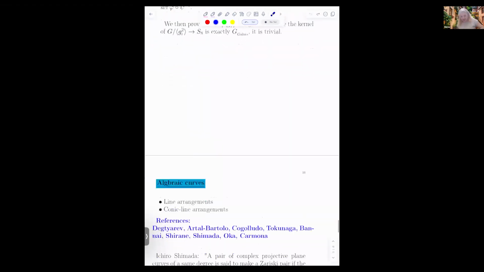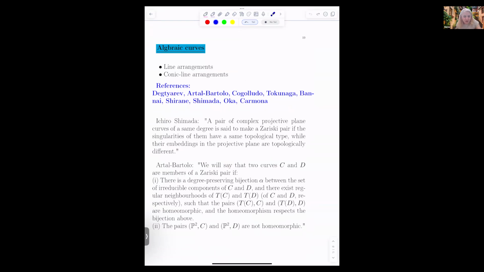Now, a few words about algebraic curves. So in algebraic curves, these algebraic curves, they are not connected to algebraic surfaces. Okay, you can classify algebraic curves with no connection to algebraic surfaces.